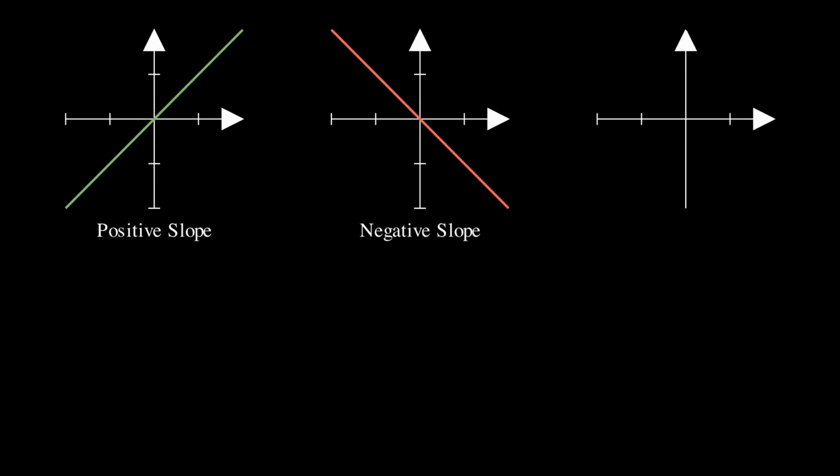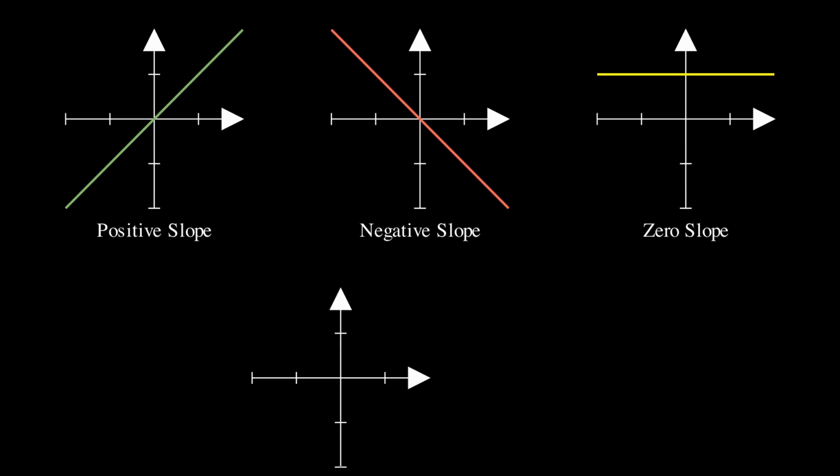Then there's the zero slope. The line is perfectly horizontal, like y equals 4, meaning there's no vertical change as x changes. Lastly, there's the undefined slope. This occurs for vertical lines such as x equals negative 2, where the run is 0, making the slope undefined. On the screen are some examples to visually show you the differences between the different types of slopes.